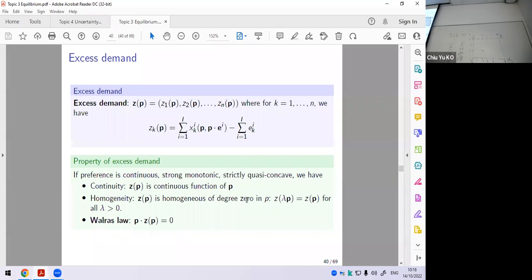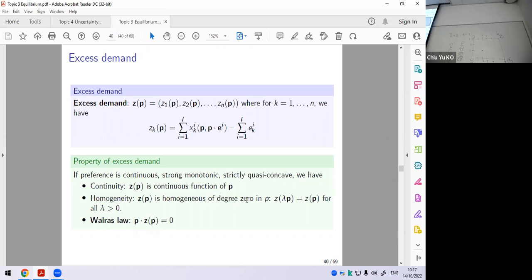Okay, and what we are trying to do is say the following. If under this excess demand we try to show it is continuous, satisfies homogeneity, and satisfies Walras' law, these three things we'll use in the proof. The first one is continuity. I think that is not a very surprising result, because the Marshallian demand is continuous, okay? And when the utility is continuous, that's not a big deal.